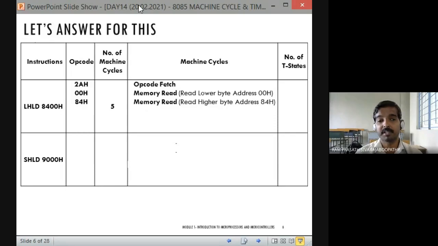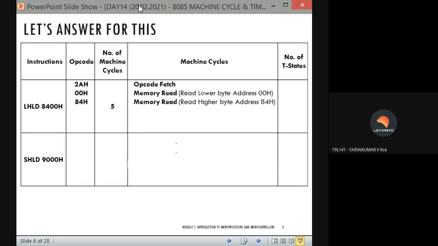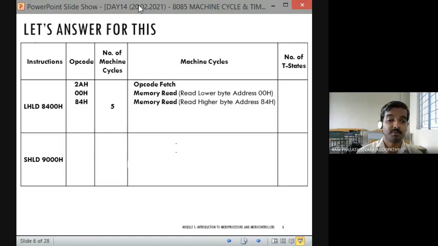Kindly unmute and speak, Shivakumar. Sir, one is to store in H, sir, and another in L register, sir. Very good. See, LHLD 8400 means what? The memory address we specified, from that address the content should come to the L register, correct? So for that it has to read the memory. So one memory read, data from 8400 to the L register.